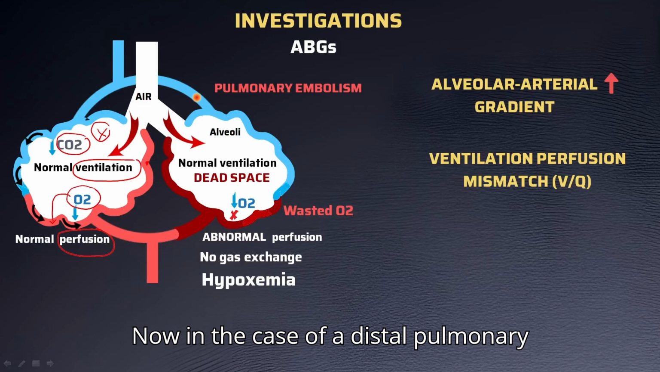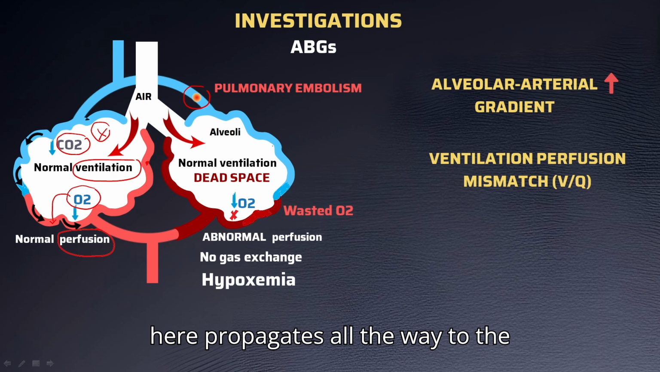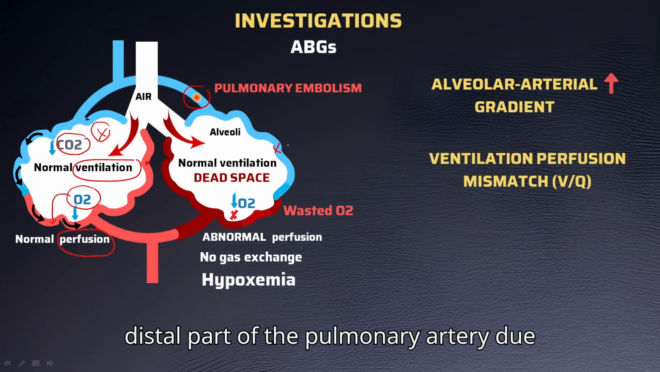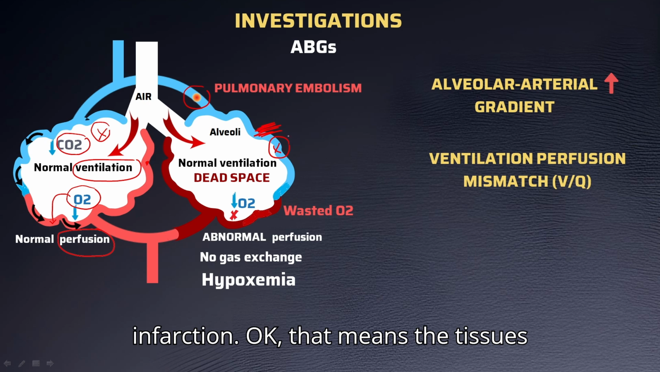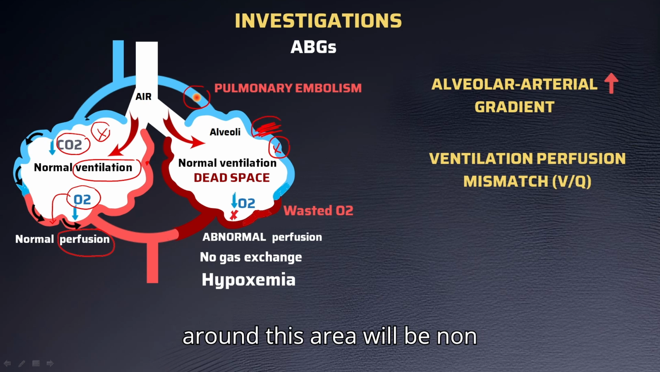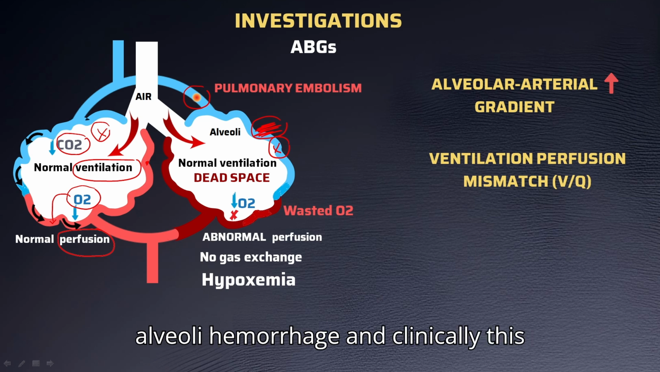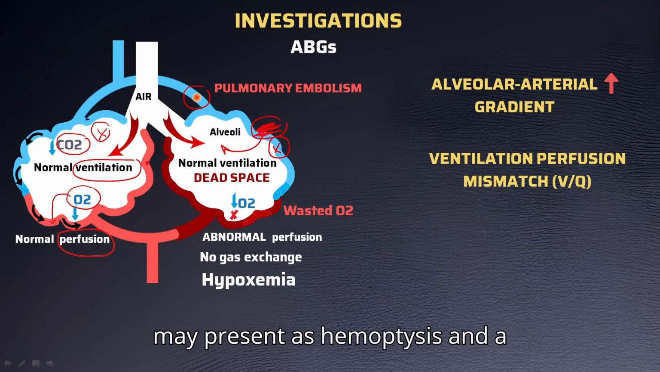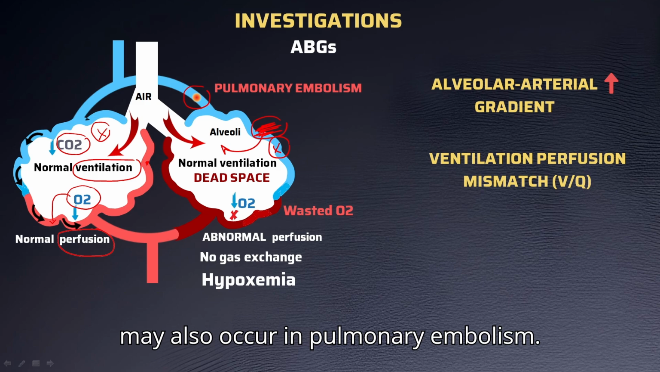Now, in the case of a distal pulmonary embolism, that is, if this emboli right here propagates all the way to the distal part of the pulmonary artery, due to the sustained hypoxia, certainly this would lead to an infarction. Okay, that means the tissues around this area will be non-viable. So this may be characterized by alveoli hemorrhage, and clinically this may present as hemoptysis and a pleuritic chest pain. Pleural effusions may also occur in pulmonary embolism.